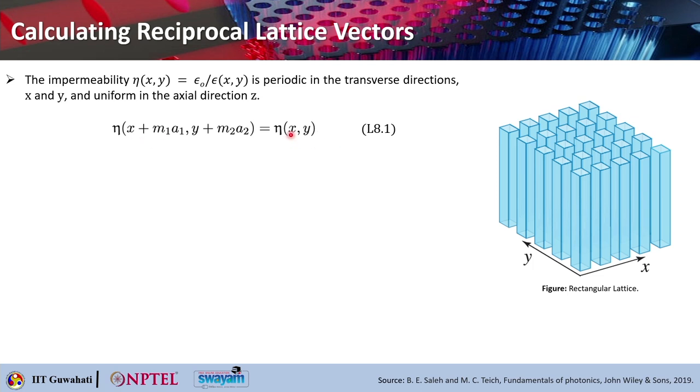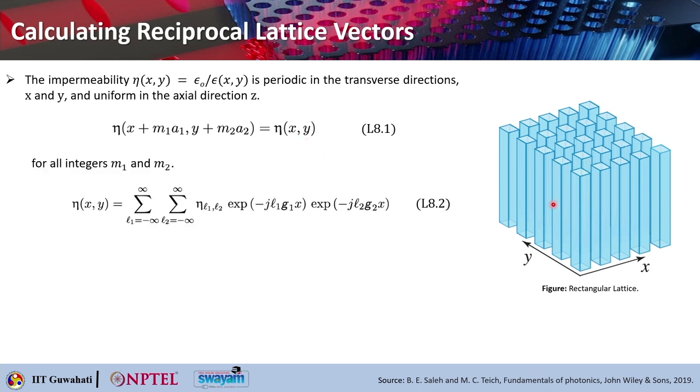In place of x, you can write x plus m1 A1, and for y, you can write y plus m2 A2, and the property should repeat itself. The impermeability should repeat itself, and that is how this is a periodic rectangular lattice. Now, this periodic function eta x y can be represented as a two-dimensional Fourier series, where L1 ranges from minus infinity to infinity, and summation over L2 ranges from minus infinity to infinity, of eta L1 L2 exponential minus j L1 G1 x times exponential minus j L2 G2 y.